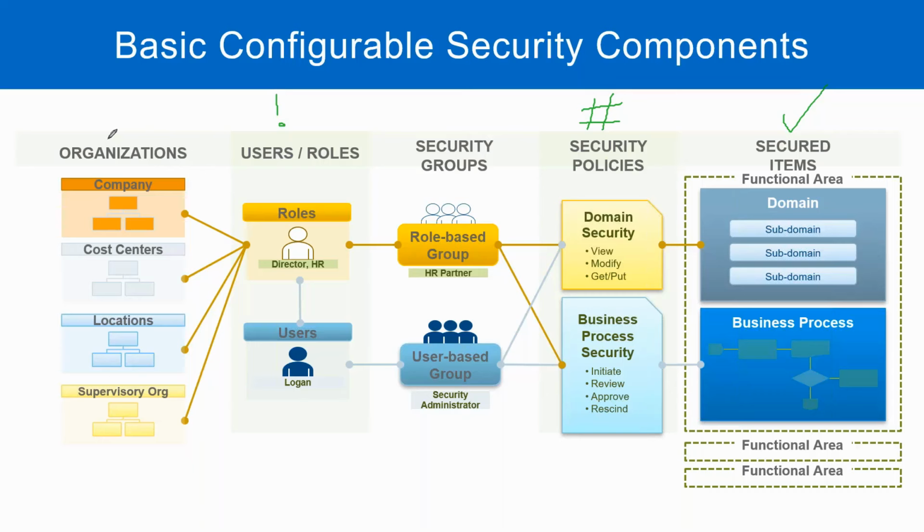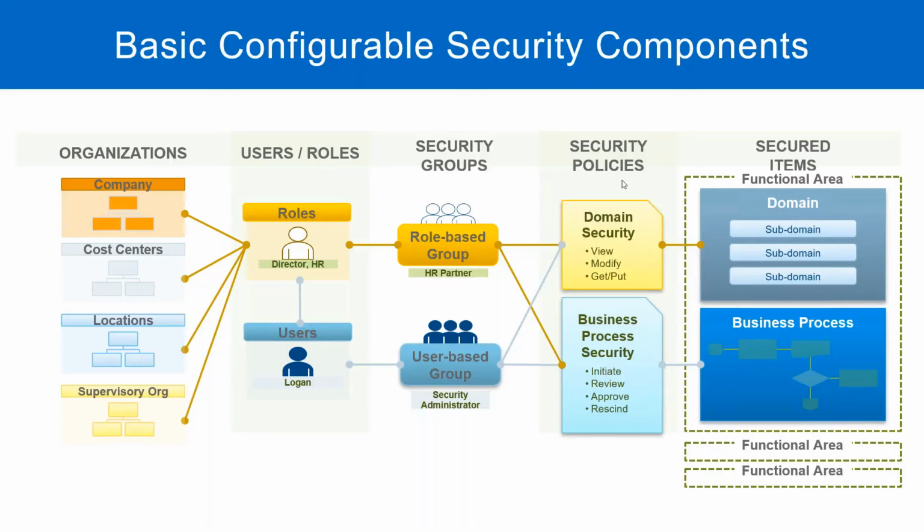So if I ask you this, what are the two types of security policies that we have in Workday? What would you say? There are two types of security policies: domain security policy and business process security policy. And what does the domain security policy secure? Domain security policy is tied to domains. It secures data. And a business process security policy secures the business processes.